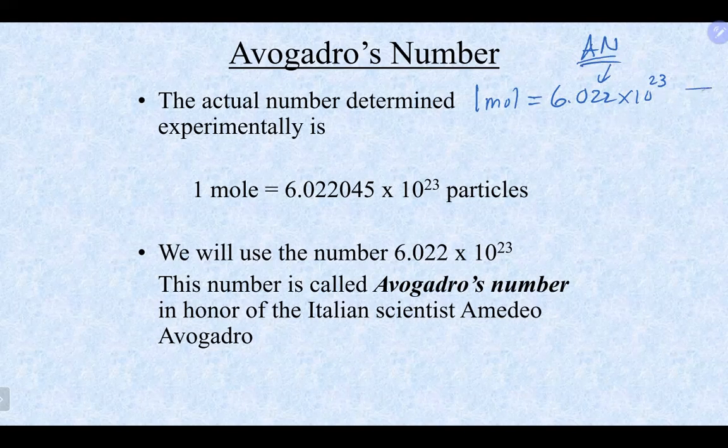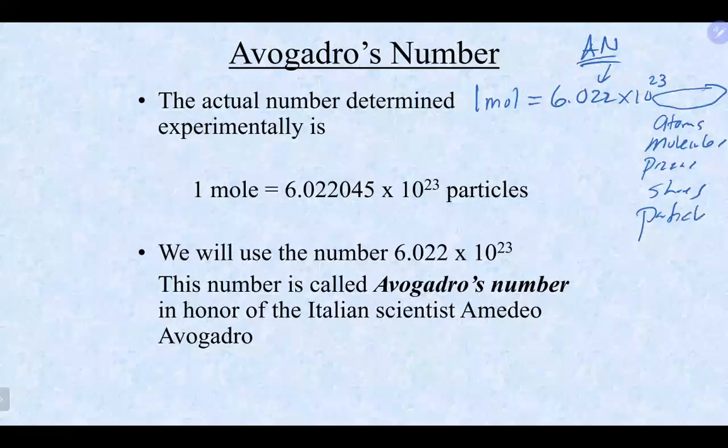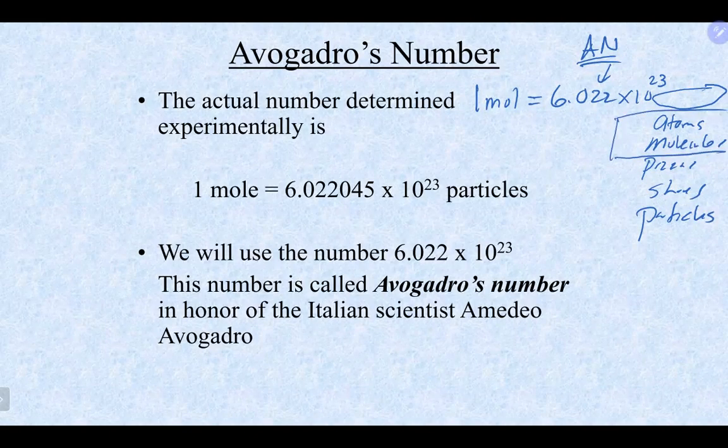Now, it is the units that do change. In certain cases, it may be atoms we are using. In some cases, it may be molecules. It may be pizzas, maybe, and shoes, could be particles, whatever it may be. Probably mostly in chemistry, atoms and molecules are the two that you're going to come across the most.